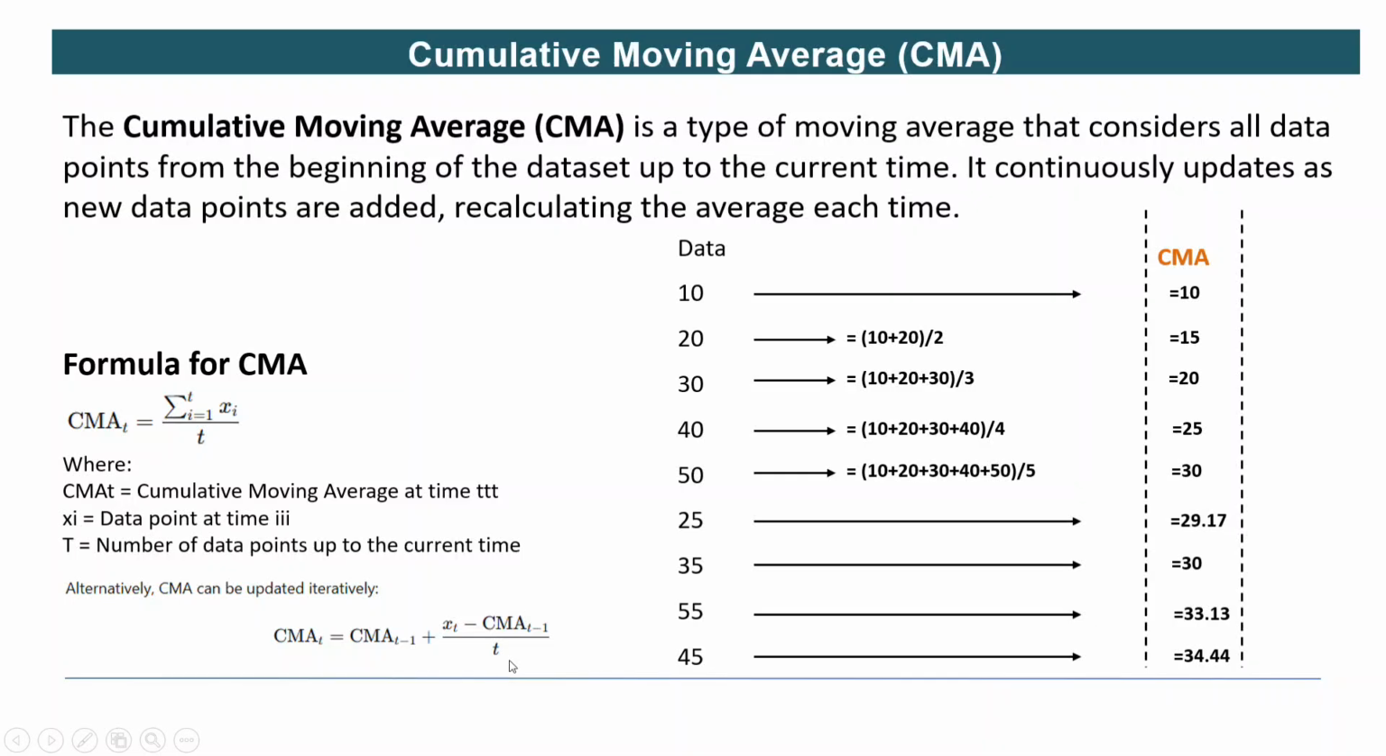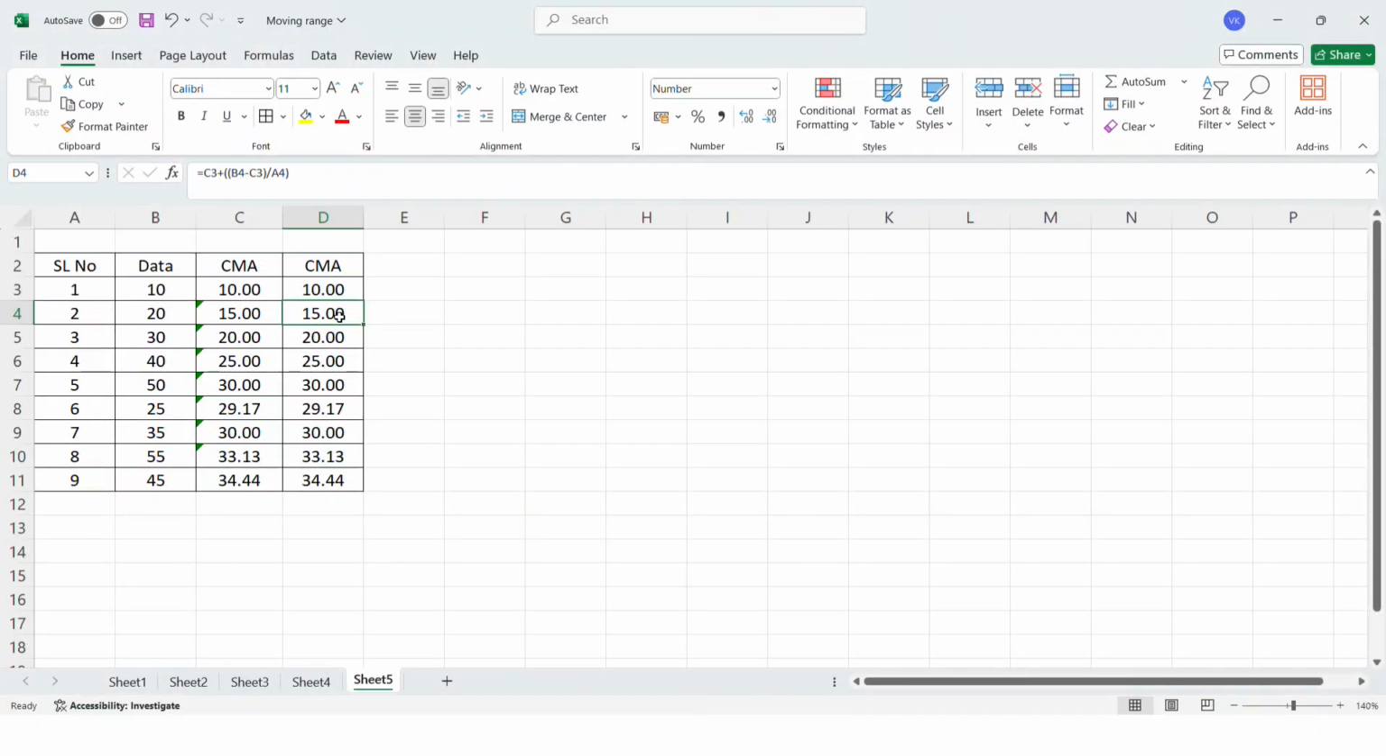So that is what I was explaining in the Excel. In Excel, it goes like this. Let me do it one more time. C3 is the cumulative average of the previous data point. B4 is the current data point. So B4 minus the cumulative average of the previous data point, divided by the sequence. In this particular order, this is the second data point, so we are dividing it by 2. Next time, if it is a third data point, we will divide it by 3. So that's how this happens. So this is the formula for cumulative moving average.